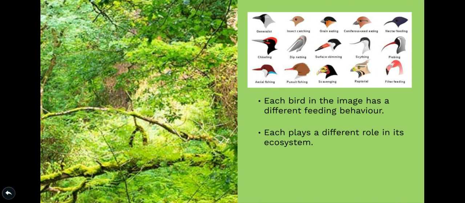Some will be predators. There's also a group there in the bottom middle, vultures, scavengers, and these play a really important role in the cleanup of ecosystems. So if you think about the fact that they feed on carcasses that have been left by lions, for example, they're really important in cleaning up those carcasses to prevent the spread of disease and other problems that might arise from that in an ecosystem.